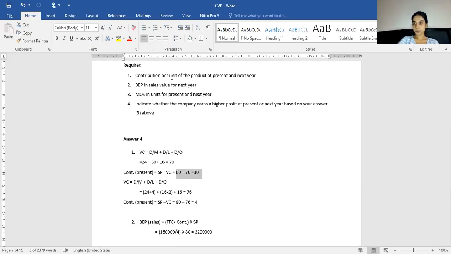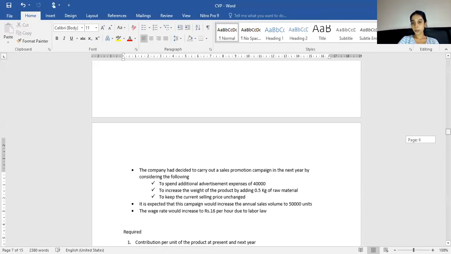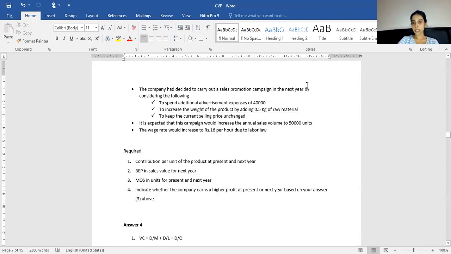So when we are calculating the contribution for the next year, we have to consider those adjustments, this information. To spend an additional advertisement expense of 40,000. Will that affect our contribution? No, because that is a part of the fixed cost.